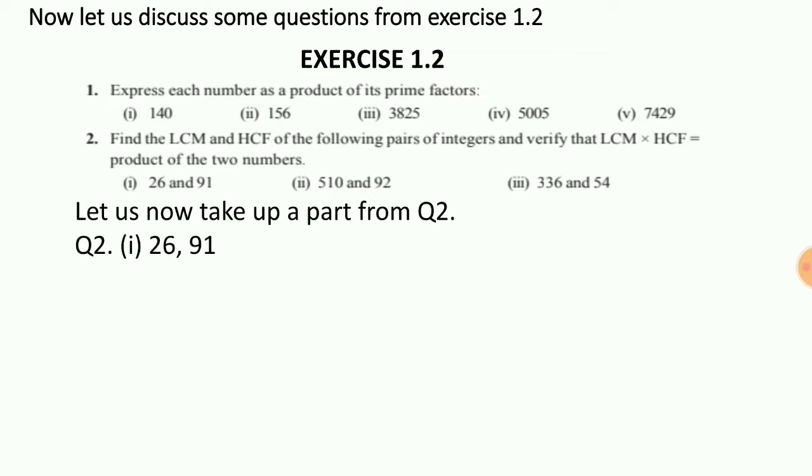So first of all, let us do the prime factorization of 26. 26 can be written as 2 into 13. Similarly, 91 can be written as 7 into 13. Now, the HCF is what?